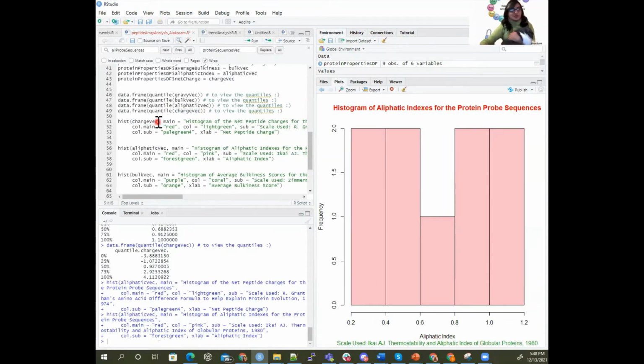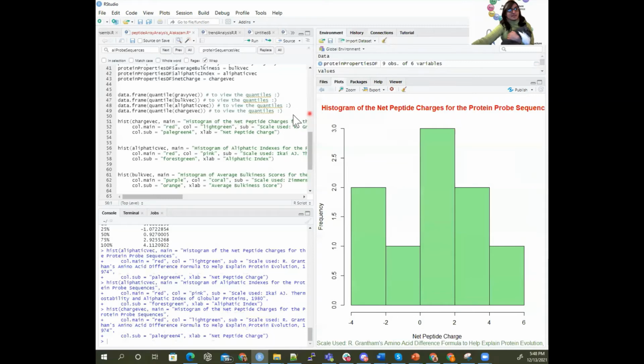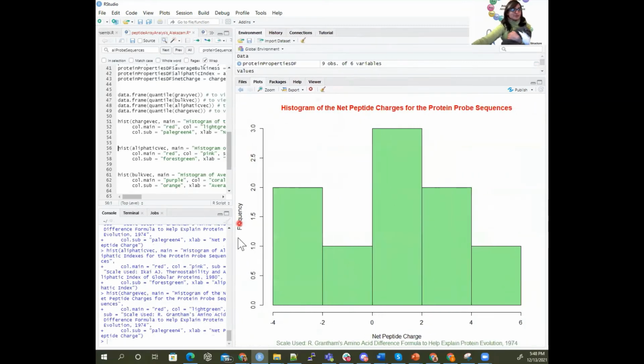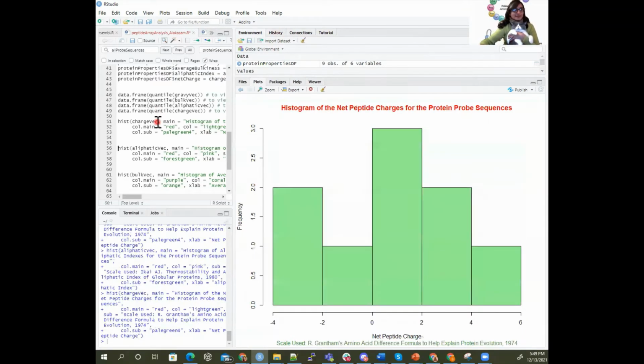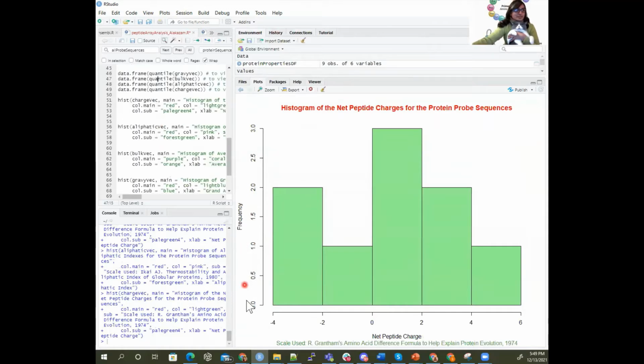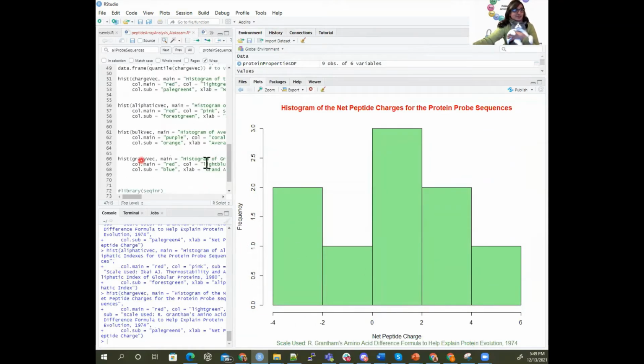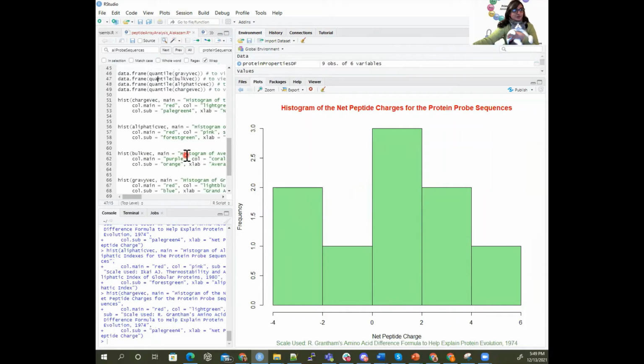So what we can do is look at the histogram of the net peptide charges for the protein probe sequences, what those values look like. We can look at the histogram for the aliphatic indexes for these 9 proteins. If you count the values for aliphatic index, 2 plus 2 plus 1 plus 2 plus 2, this would be 9. But the charge vector, you would see that it has negative charges and positive charges, and then these all should add up to 1.